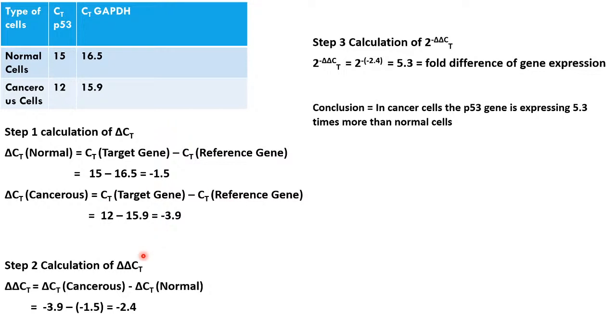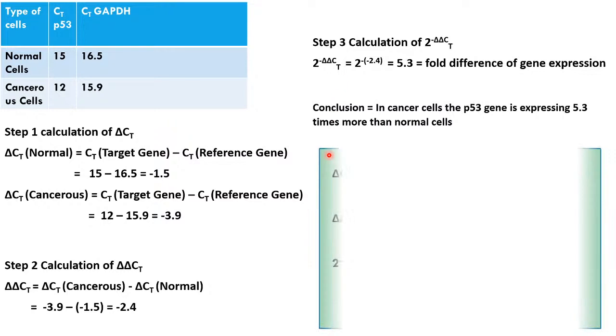Then delta CT, cancerous minus normal, or you can do normal minus cancerous also, but this statement will change, depending on which is more than normal or which is less than normal. And finally, whatever value you get, you do 2 to the power. Why are we doing 2 to the power of this delta CT? Because in each cycle the product is getting double. 2 to the power 1, 2 to the power 2, 2 to the power 3, 2 to the power 4. That is how it is happening.